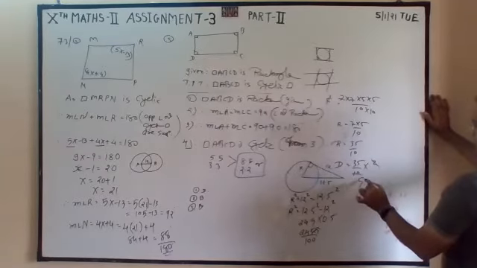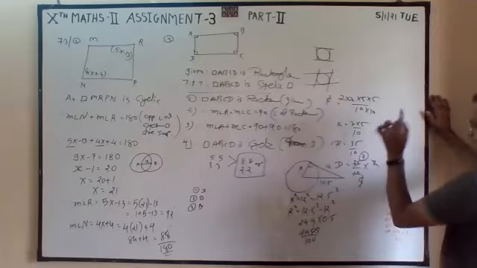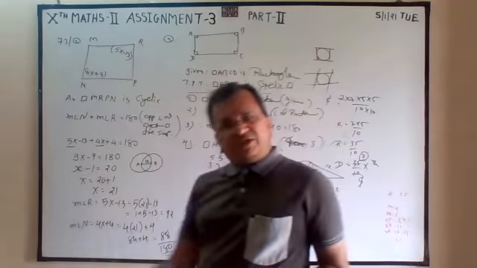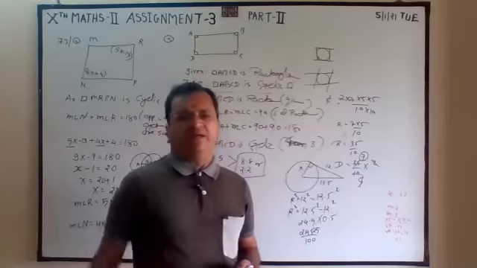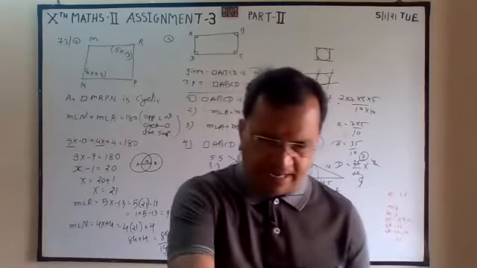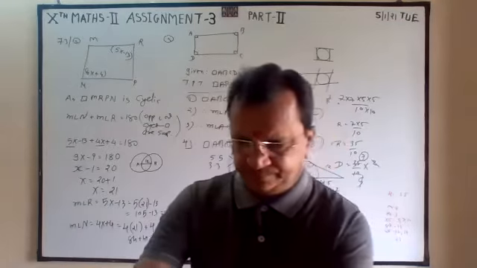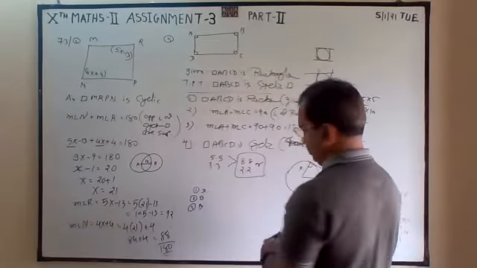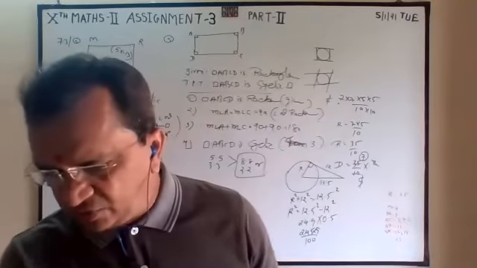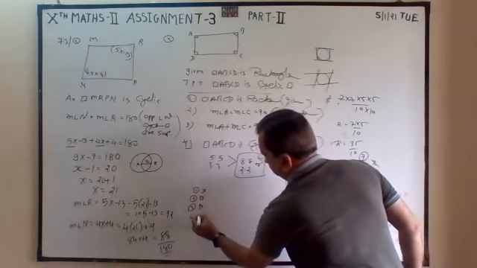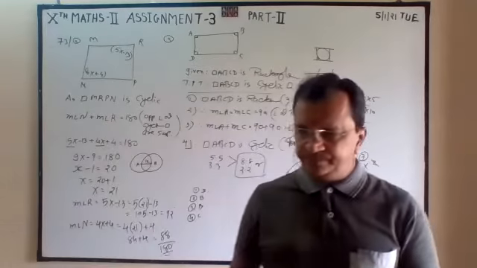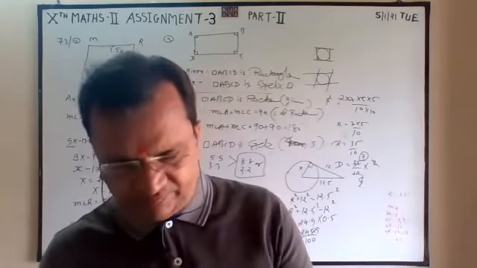First find out the radii. It is 3.5. Make it double. It is the diameter. So this is 4. So the fourth answer is C, 7 centimeter.